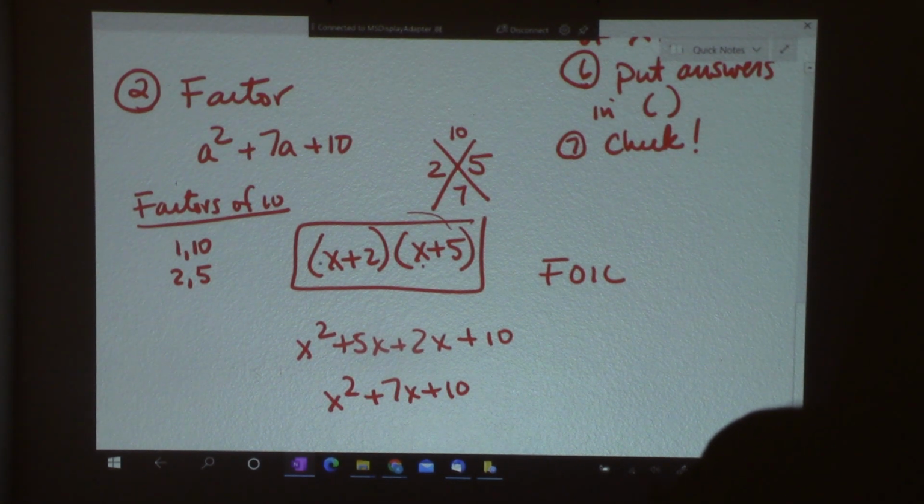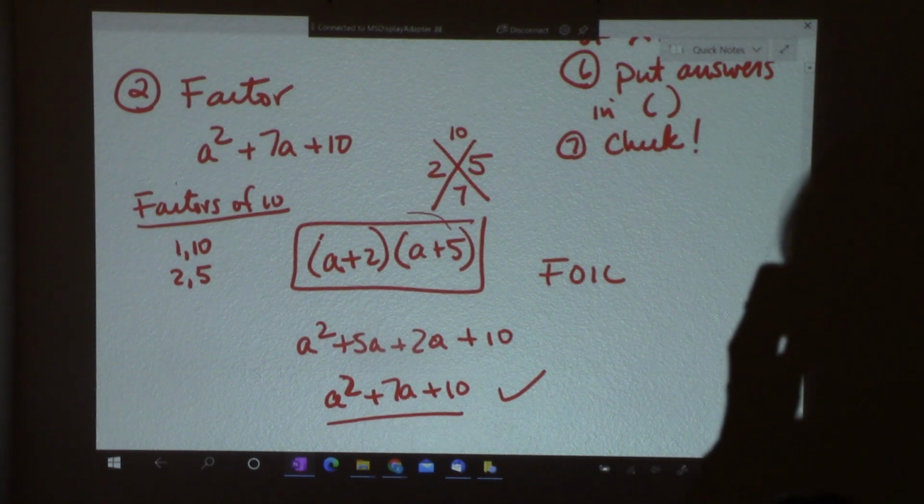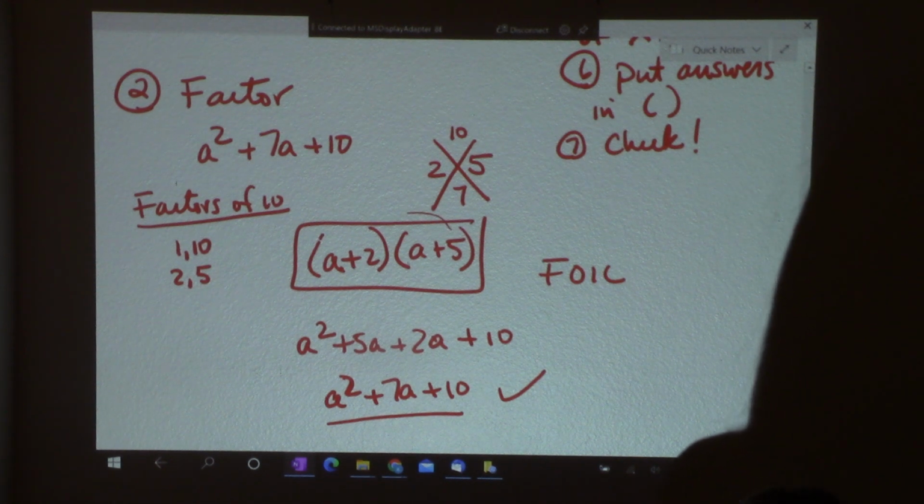Oops, I am so sorry. This needs to be an a. I just automatically go for x. Well, my goodness. Okay. Glad I caught that. a squared plus 7a plus 10. And that's what I started with, so I know I got it right.